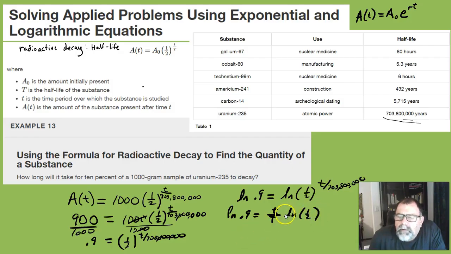Okay, I'm going to divide both sides by the ln 1/2 because I'm solving for t. So I'm going to do ln of 0.9 divided by ln of 1/2, which is 0.5. I'm going to do 0.5. And then I have to times it by T. So times T. Now I can just get out my calculator and punch this all in.